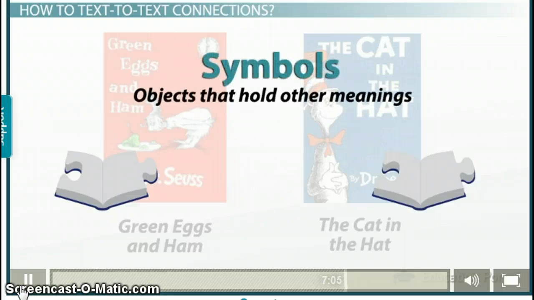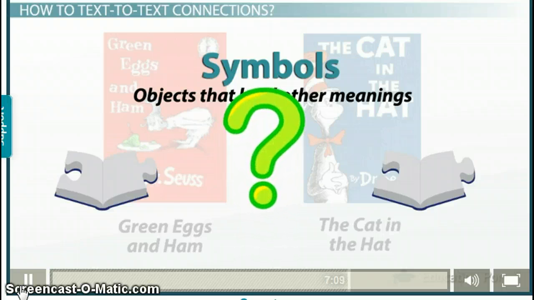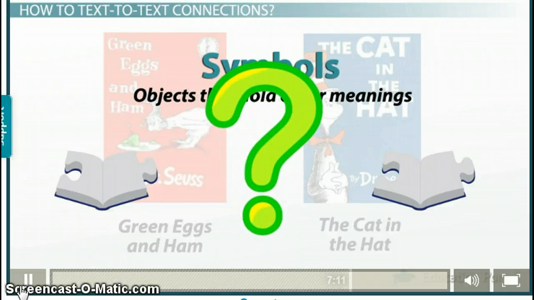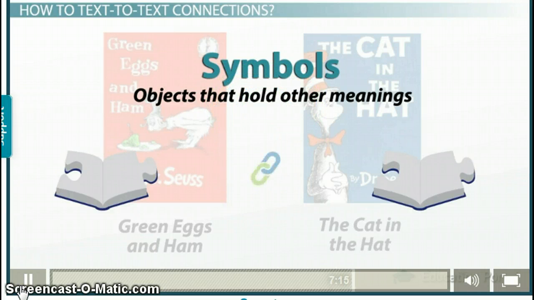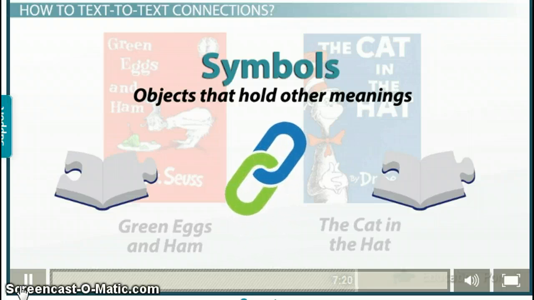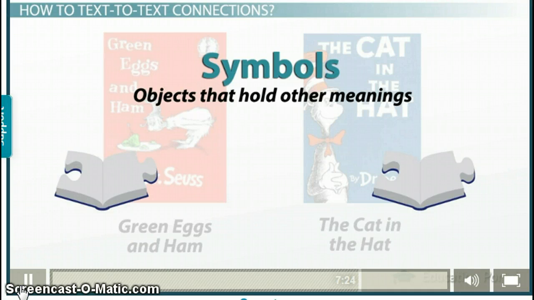Symbols, objects that hold other meanings. What symbols or images are used in the text? Is there an image that is repeated throughout? What do the symbols and images represent? Do the two stories share any common symbols, or do the symbols share a meaning? Symbols are more common in other types of literature than children's stories, but we can still find some in our two examples.